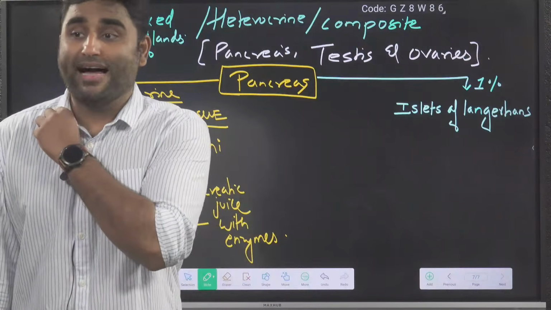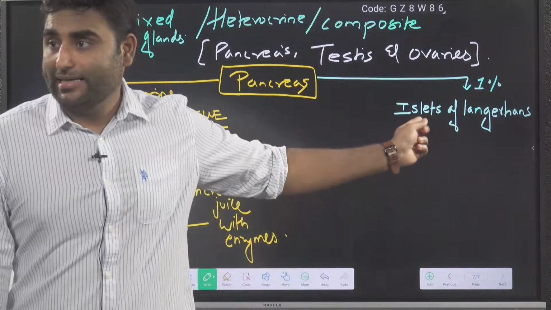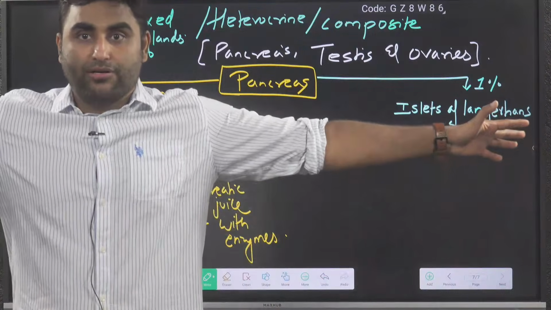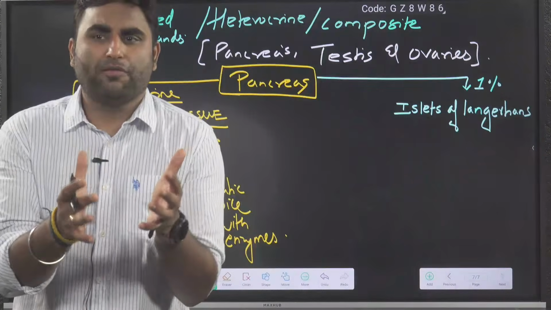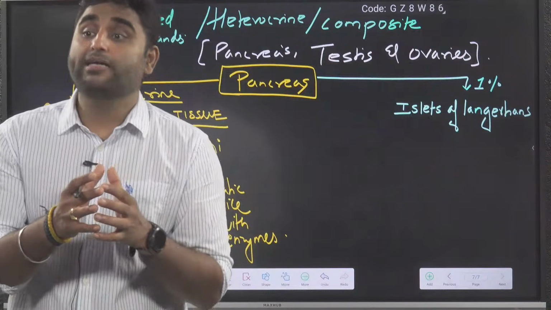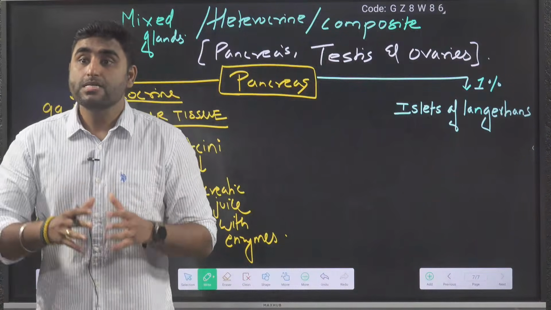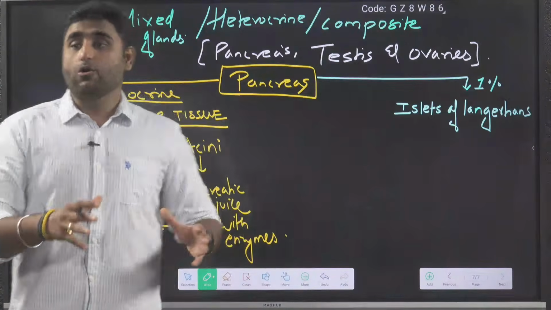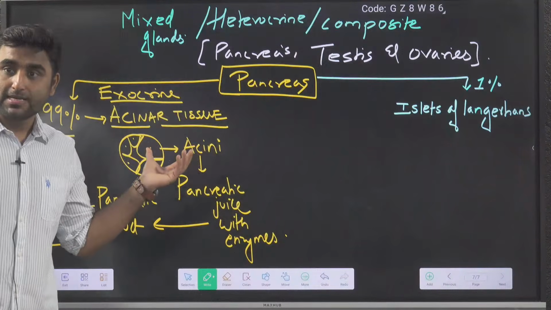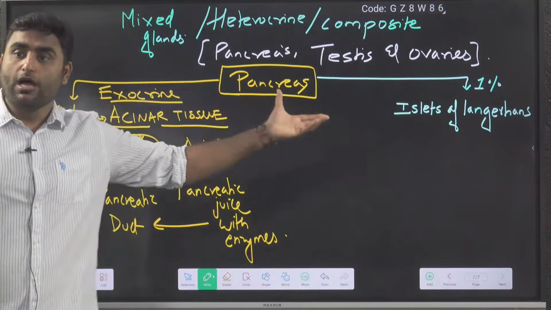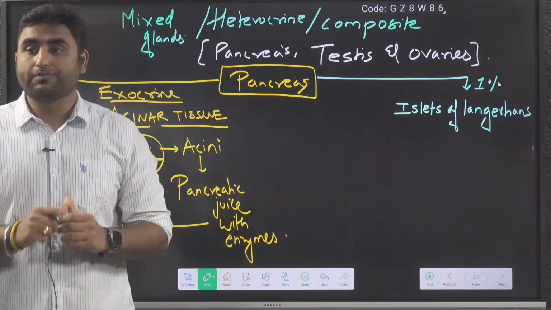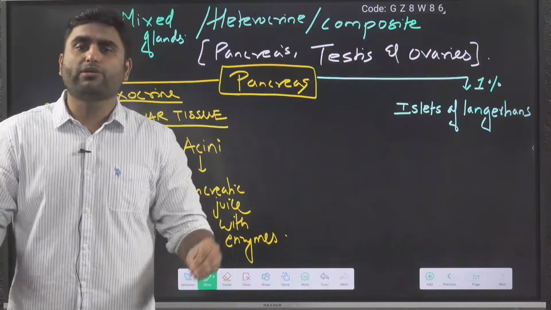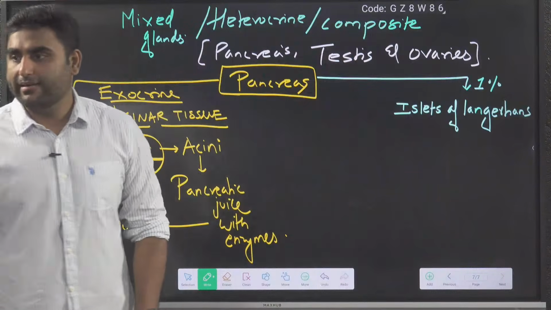See, what is the meaning of islet? Islet means a small island, island in an ocean, a small piece of land. So that is the island we are talking about. There is an ocean of acinar tissue. Pancreas is 99% acinar tissue, that is exocrine. Small, randomly distributed islets of Langerhans are there.